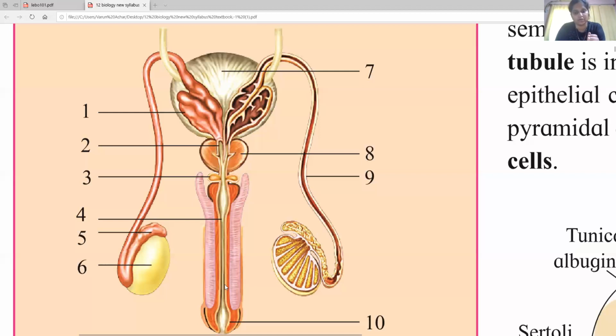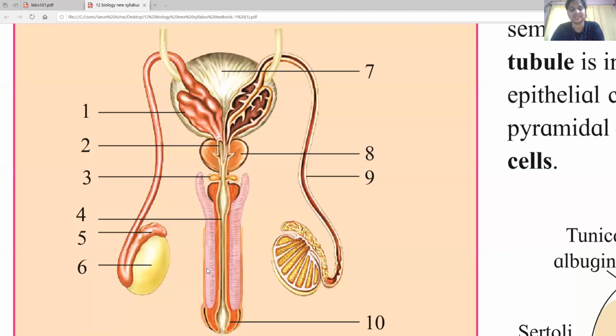So this bulbourethral gland or the Cowper's gland will secrete a fluid which will neutralize the pH of the urethra over here, so that when the sperms pass through it, there is no acidic pH over there, and your sperm won't be killed. Okay. So then we have the penis, which will be acting as a copulatory organ. Copulatory organ means it is the one which is going to get inserted into the female reproductive tract, and there it is going to deposit the male gametes.